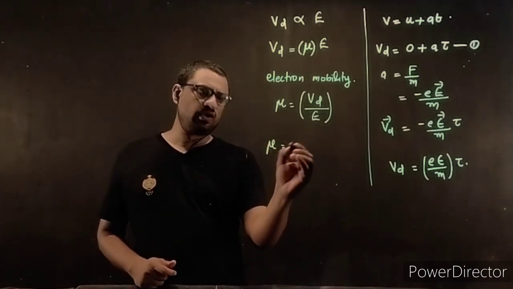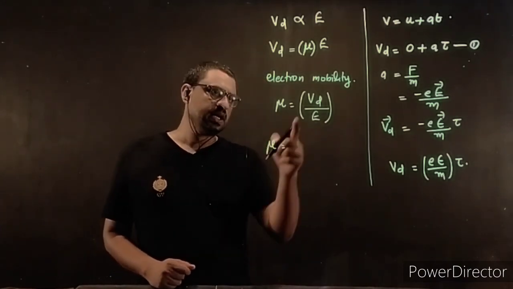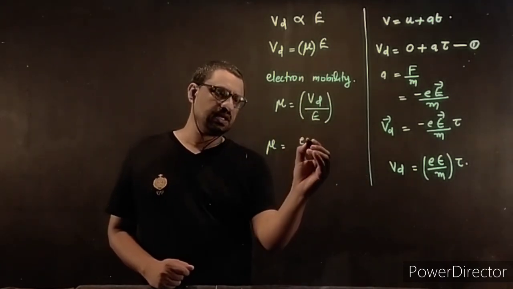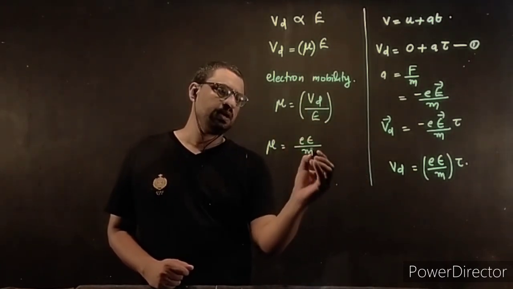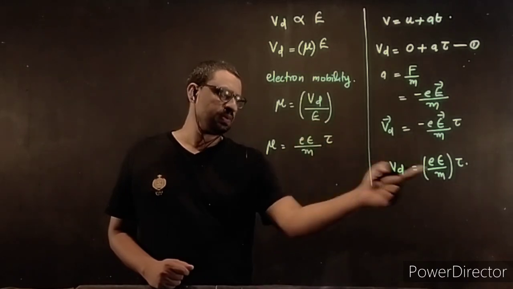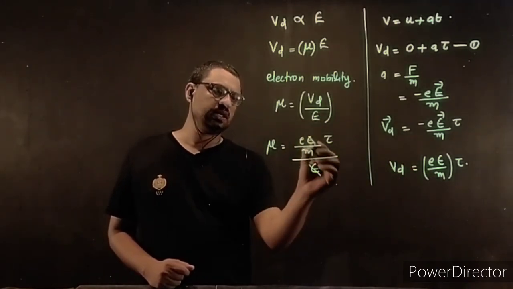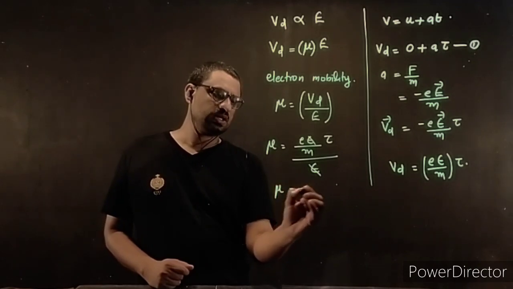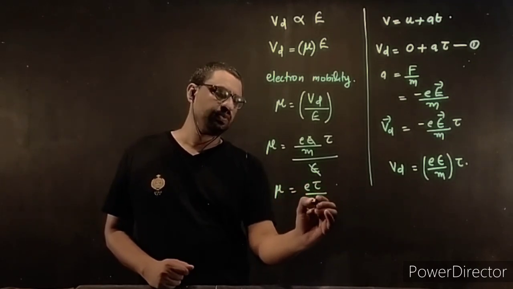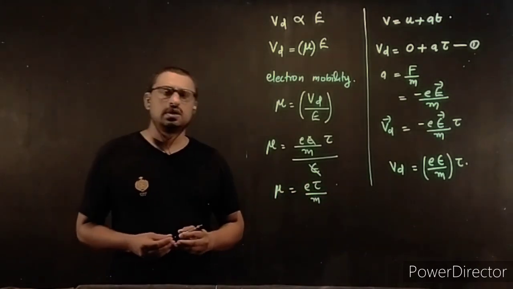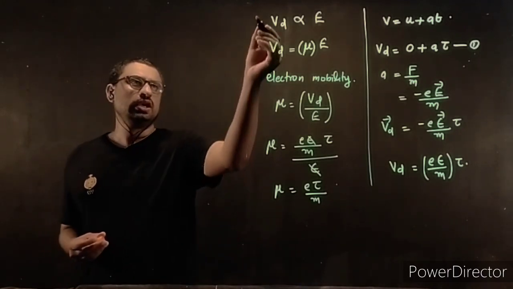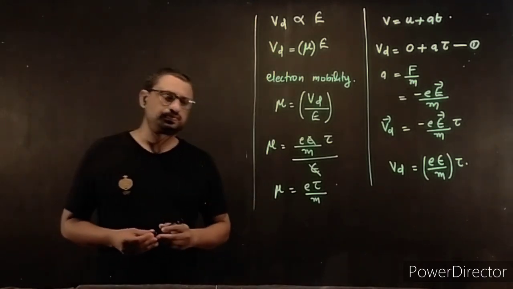Now you will get a different form of equation for electron mobility. The drift velocity is eE by m into tau, divided by E. So this E will be cancelled. Mu is equal to e tau by m.